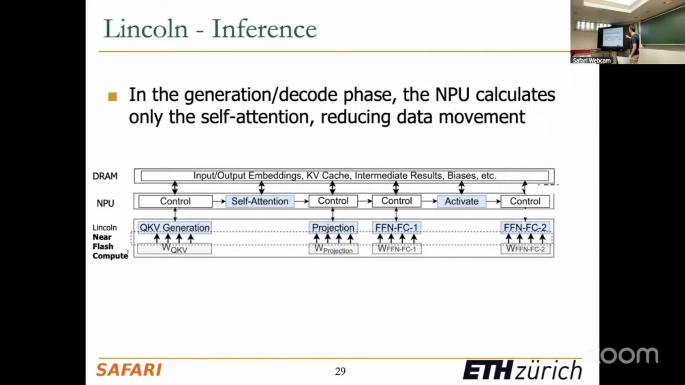This reduces data movement because all of the weights of the fully connected layers, which have the most parameters in the model, are computed directly near the flash.